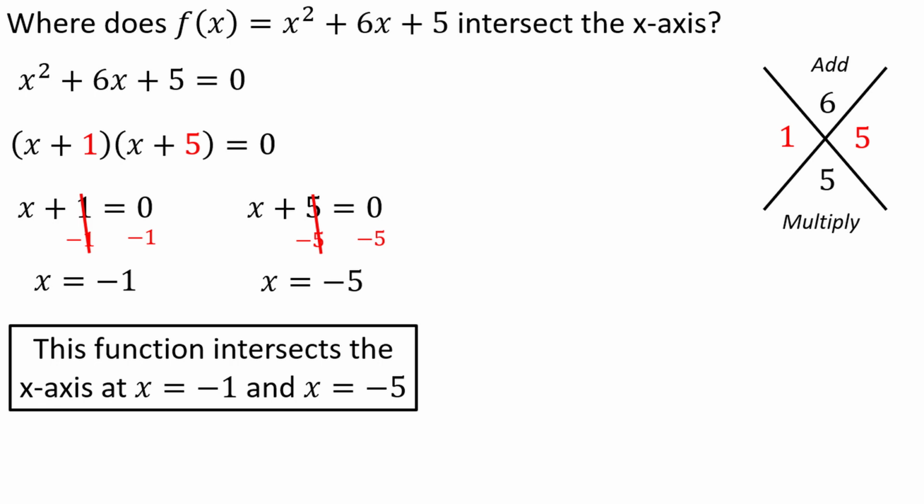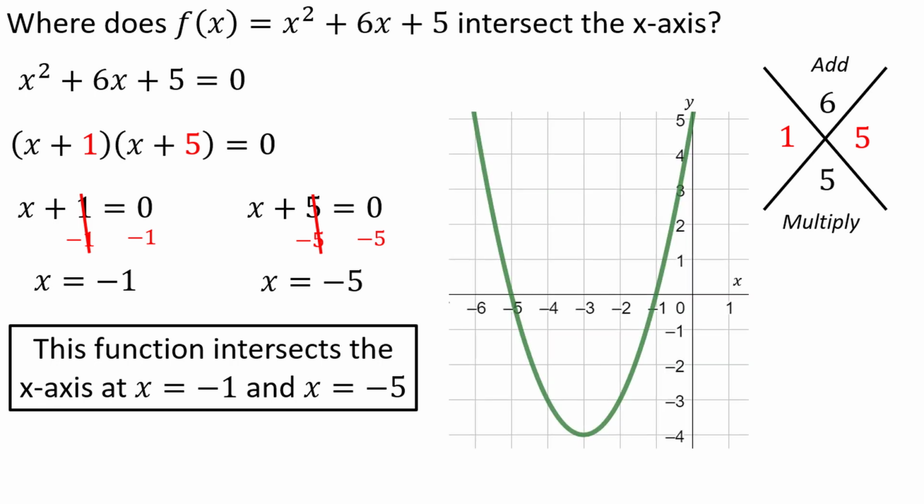If you were curious, here is the graph of this polynomial. We can see that the graph intersects the x-axis at negative 1 and negative 5, as those are the two zeros.